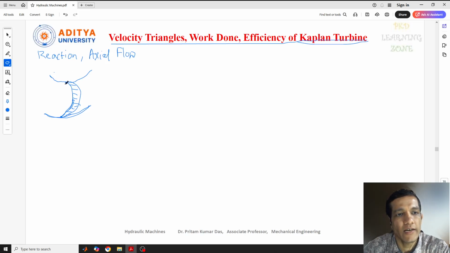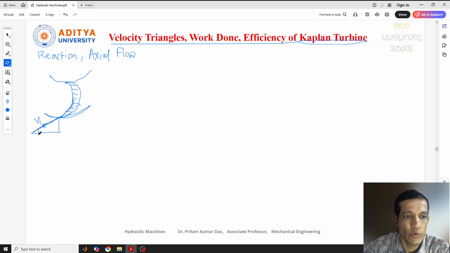If you consider this as inlet, then this will be our outlet. If this is inlet, this is our outlet. So we can draw either side. Let me consider this side. This is our inlet of jet, and this is V1. The impact of fluid on the blade is V1, and that makes an angle of alpha to the blade.